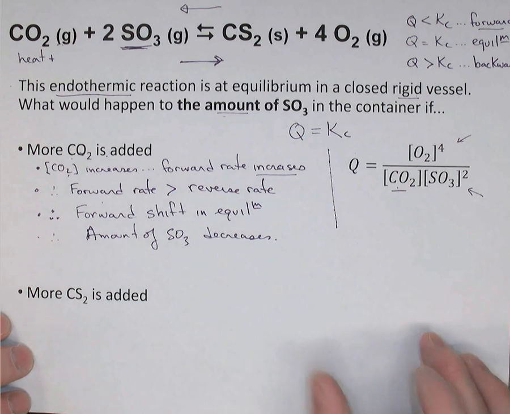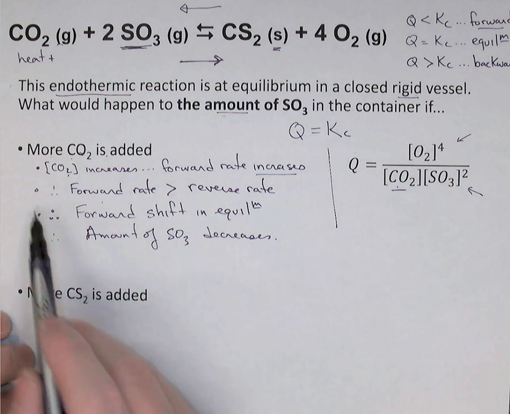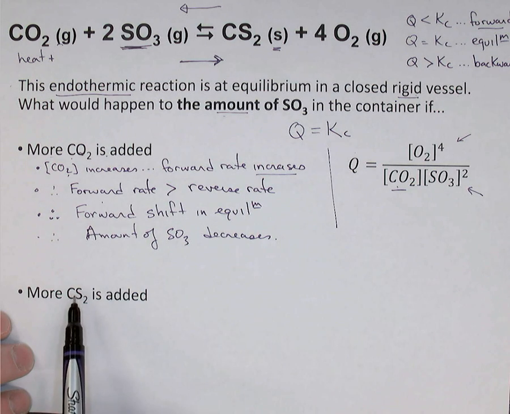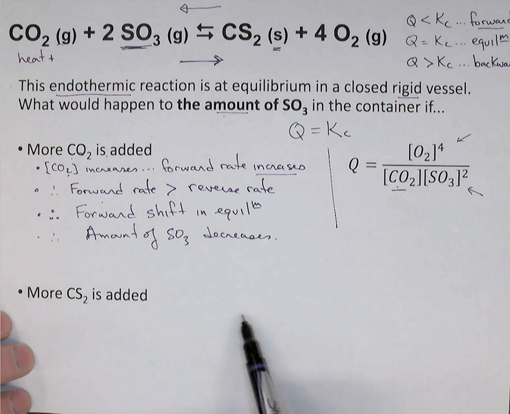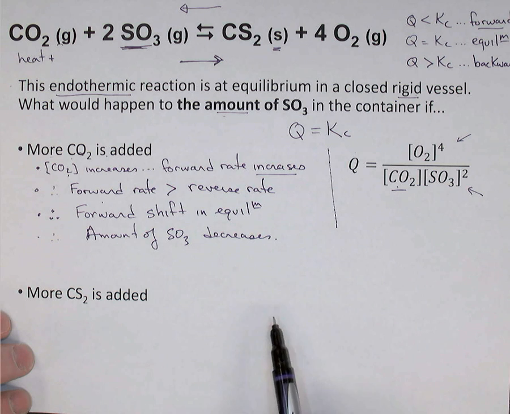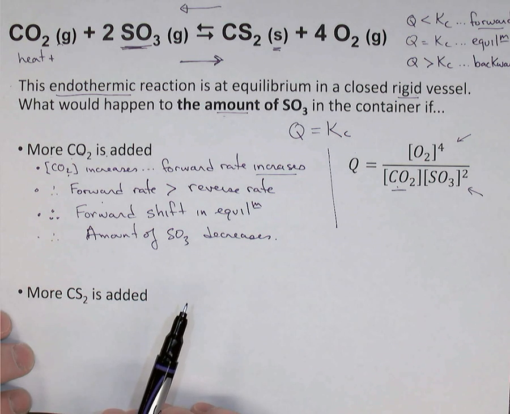All right, now did you notice that the CS2 is a solid? Okay, because it's a solid, its concentration doesn't change. So using the kinetics explanation, we would say something like adding more CS2 does not change its concentration because the CS2 is a solid. Therefore, neither the forward nor reverse rate is affected. Therefore, the system stays at equilibrium. That would be a good kinetics explanation.